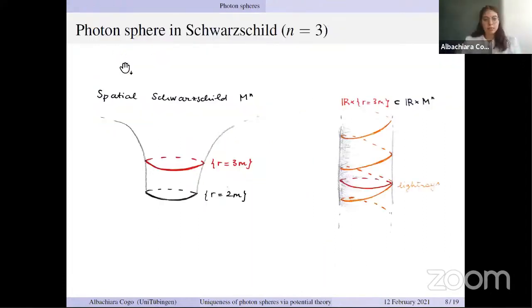Okay, and here I just draw the photon sphere in Schwarzschild to give an intuition. So the photon sphere in Schwarzschild in 3 dimensions occurs at r equal 3m in Schwarzschild coordinates, and it's slightly above the black hole horizon, which occurs at r equal to m. And in the whole space-time, it can be imagined as a cylinder where the light is trapped.